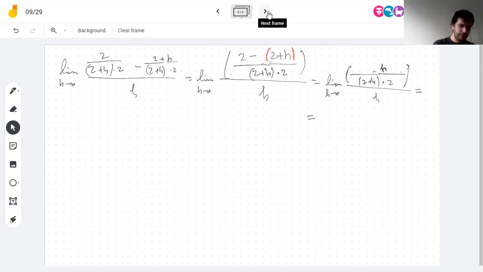And now I'm finally going to take these two fractions and combine them together. Take the tower of fractions and combine it into one fraction. So the denominator is going to be the denominator of the numerator times the numerator of the denominator. That's how you combine fractions.